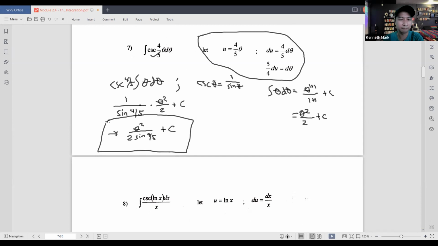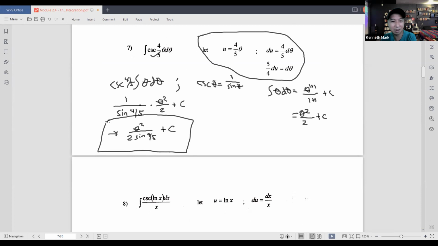Okay, may bonus na kayo dyan. Hindi na kayo ma-zero. Tama ba? Ito na ba? Ito na? Sakto? Sakto.